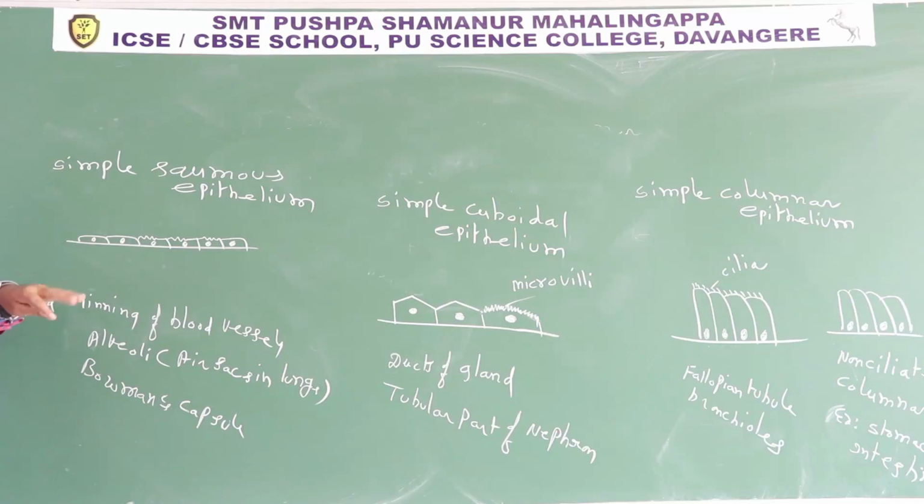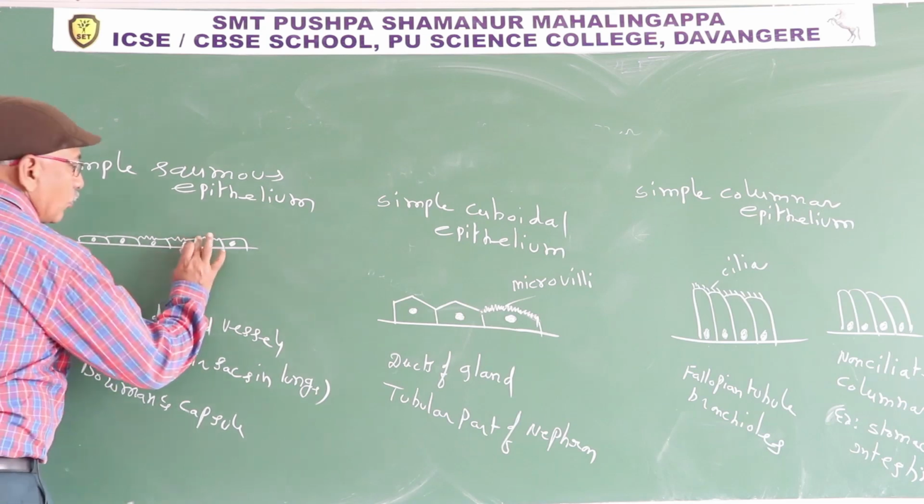Simple epithelium is of 3 types: simple squamous. In simple squamous, cells are flattened. The cells are flattened like tile. How tile is present, like flattened cells.